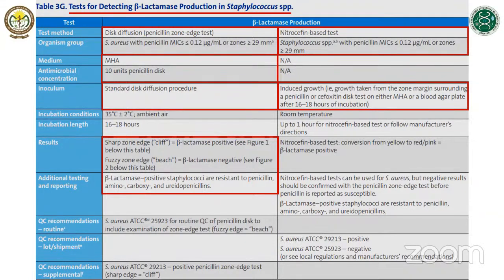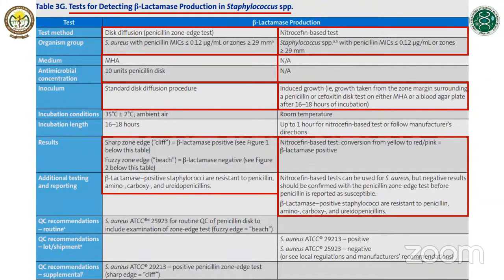When it comes to the interpretation of the result, when we look at the zone diameters, there is a sharp zone edge, a cliff formation, if it is a beta-lactamase positive strain. If it is a beta-lactamase negative strain, then you see a fuzzy zone edge that looks like a beach. So the cliff and the beach appearance is classically seen in the positive and the negative strain.